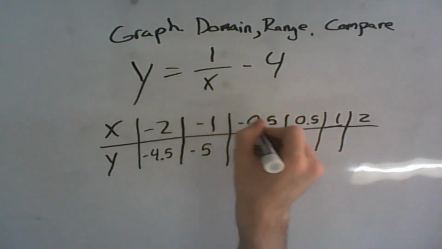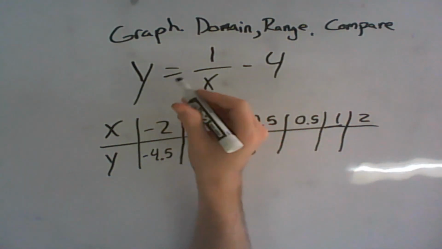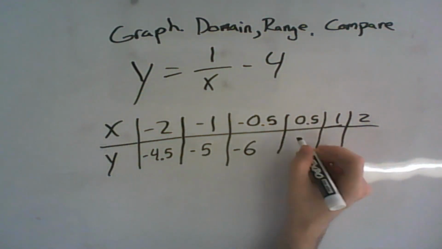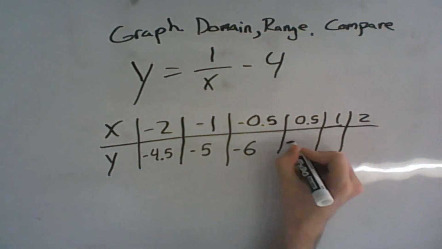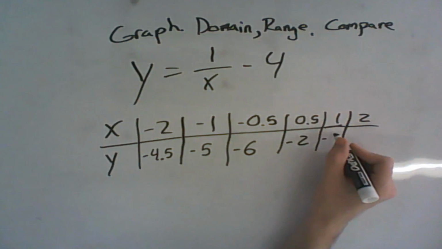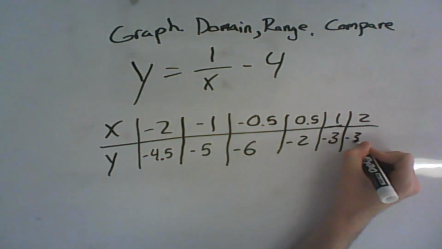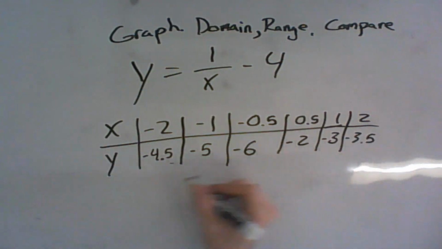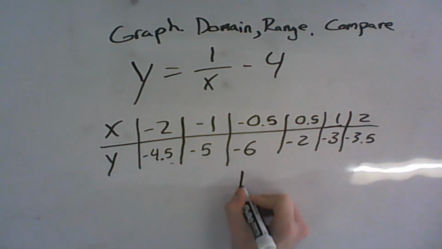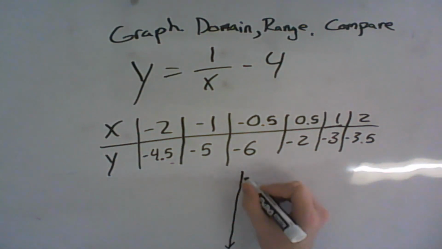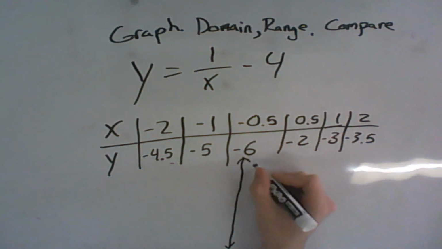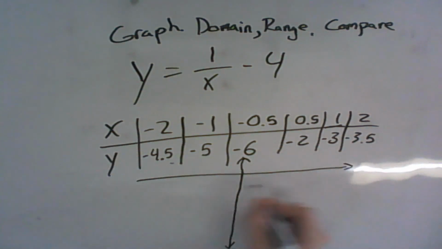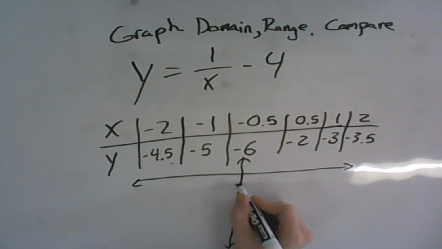This is going to be -5 and -6. If you do the math, -0.5 from here is going to give us 2. Okay, that's going to be -2 minus 4, -6. This is going to be -2, -3, and -3.5. Now there's a pattern here if you notice. Opposite sides are going to be the same distance from our asymptote. Now for this one, we're all in the negatives. So we're just going to do that.